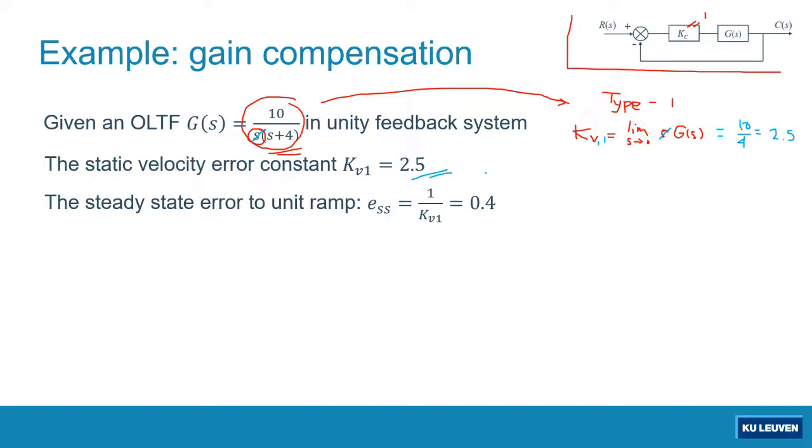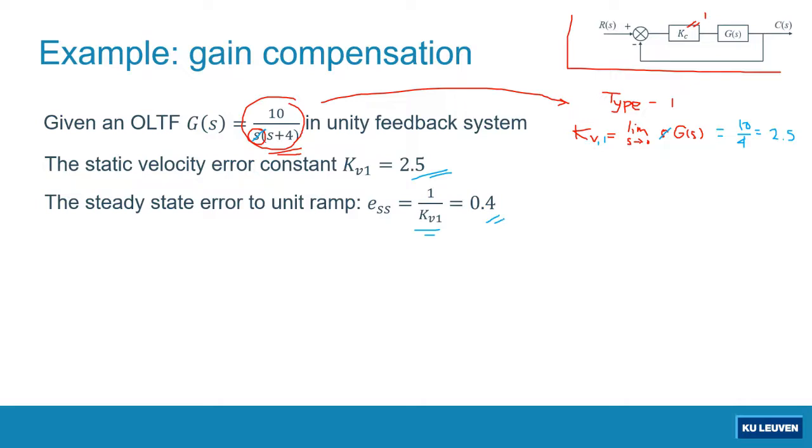This means if you have a type 1 system with a static velocity error constant equal to 2.5, the steady state error to a unit ramp input will be equal to 1 over the static velocity error constant. That's how we calculate steady state error to a unit ramp if the static velocity error constant is known, right? So 1 over 2.5, then it will be equal to 0.4. That is the performance of my original system before I tune the proportional controller.